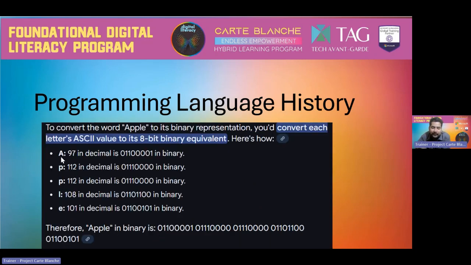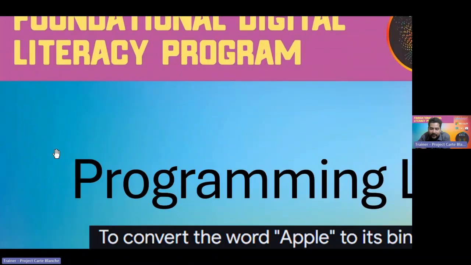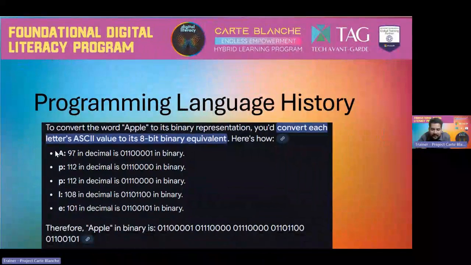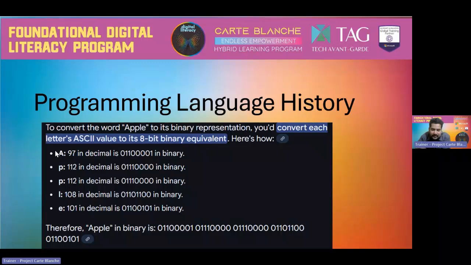If they have to write apple, A is the symbol of A, which is shown in the binary format like this, because as per the binary representation, it converts into the form of an ASCII value. So now A is written like this, P like this, then again P like this, L like this, E like this, and therefore this is the binary format of writing Apple. This is how the signals were passed, as the 8-bit binary equivalent.